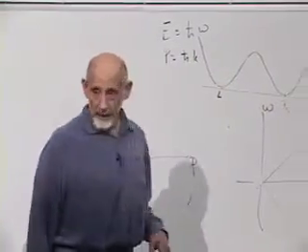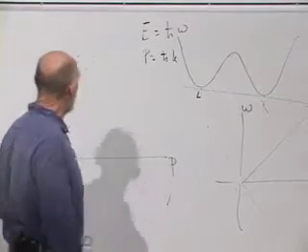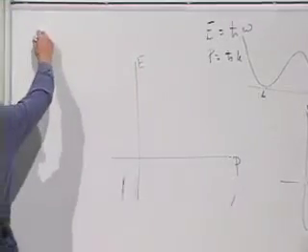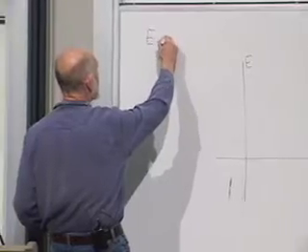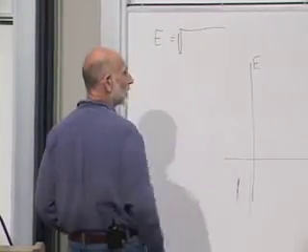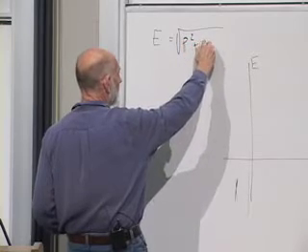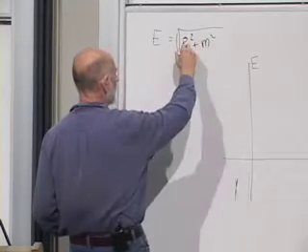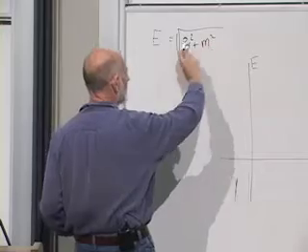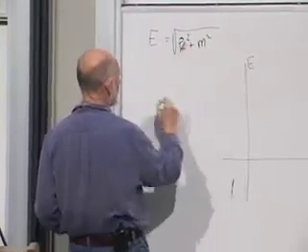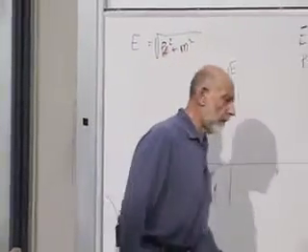Now, what about a particle with mass? For a particle of mass, its energy is equal to the square root of p squared plus m squared. Now, there's some c's there. I think there's a c to the fourth, c squared and so on.